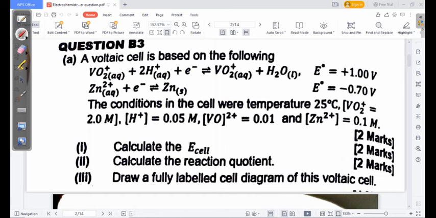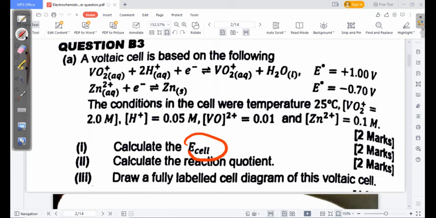Okay, as simple as it is. They want us to answer this simple question. So what do we do? First of all, we need to understand that in this case, if you observe the concentrations that we have, these are non-standard. This is the non-standard cell potential we're trying to calculate.